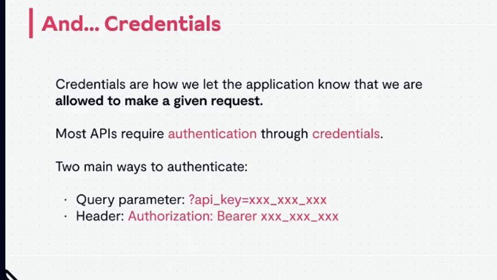Most APIs require authentication through credentials. However, there are some APIs that do not require authentication. The two most common ways to authenticate to a service are going to be through query parameters, question mark api_key equals followed by the API key, or header authentication. For example, Authorization: Bearer followed by the API key. Another very common way to authenticate to a service is through OAuth. Every time you click sign in with Google and the little window opens and you sign in with your Google account, this is an OAuth authentication method.